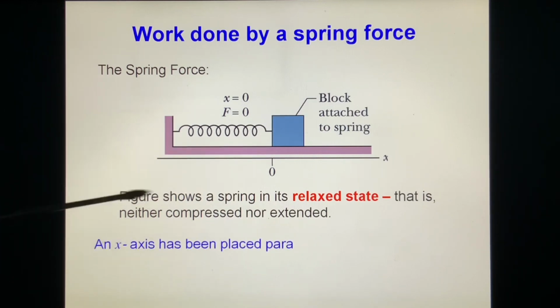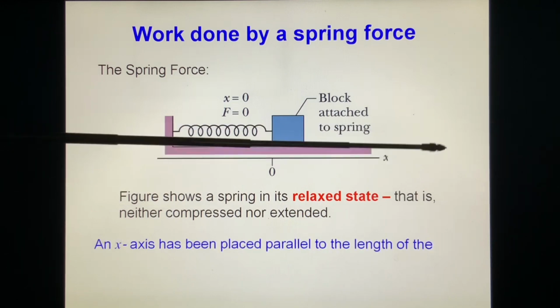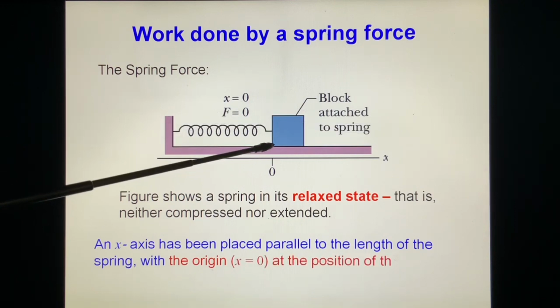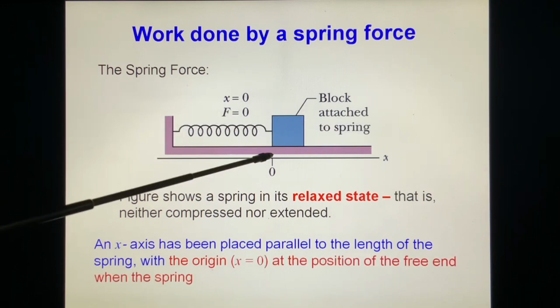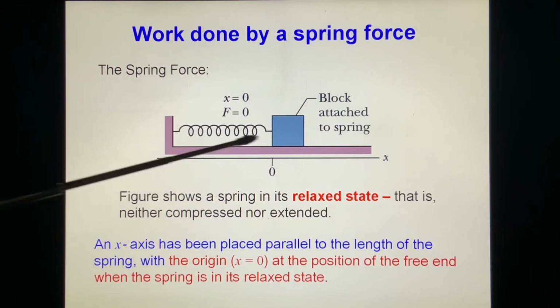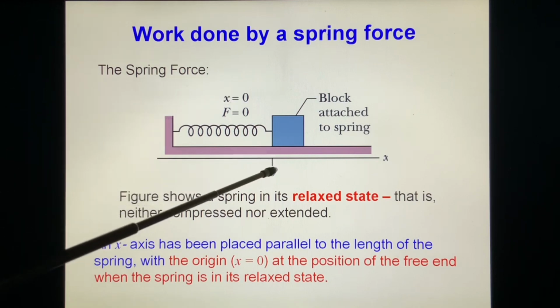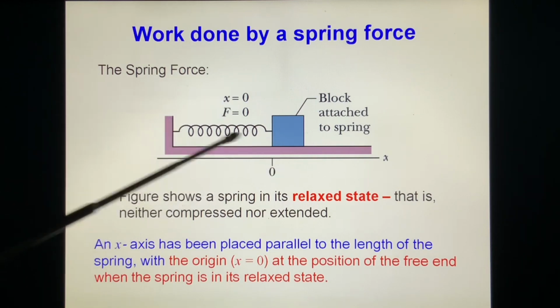An axis has been placed parallel to the length of the spring, with the origin x0 at the position of the free end when the spring is in its relaxed state. What is relaxed state? Neither compressed nor extended. Remember, x0 is at the relaxed state. It's not the length of the spring, okay?